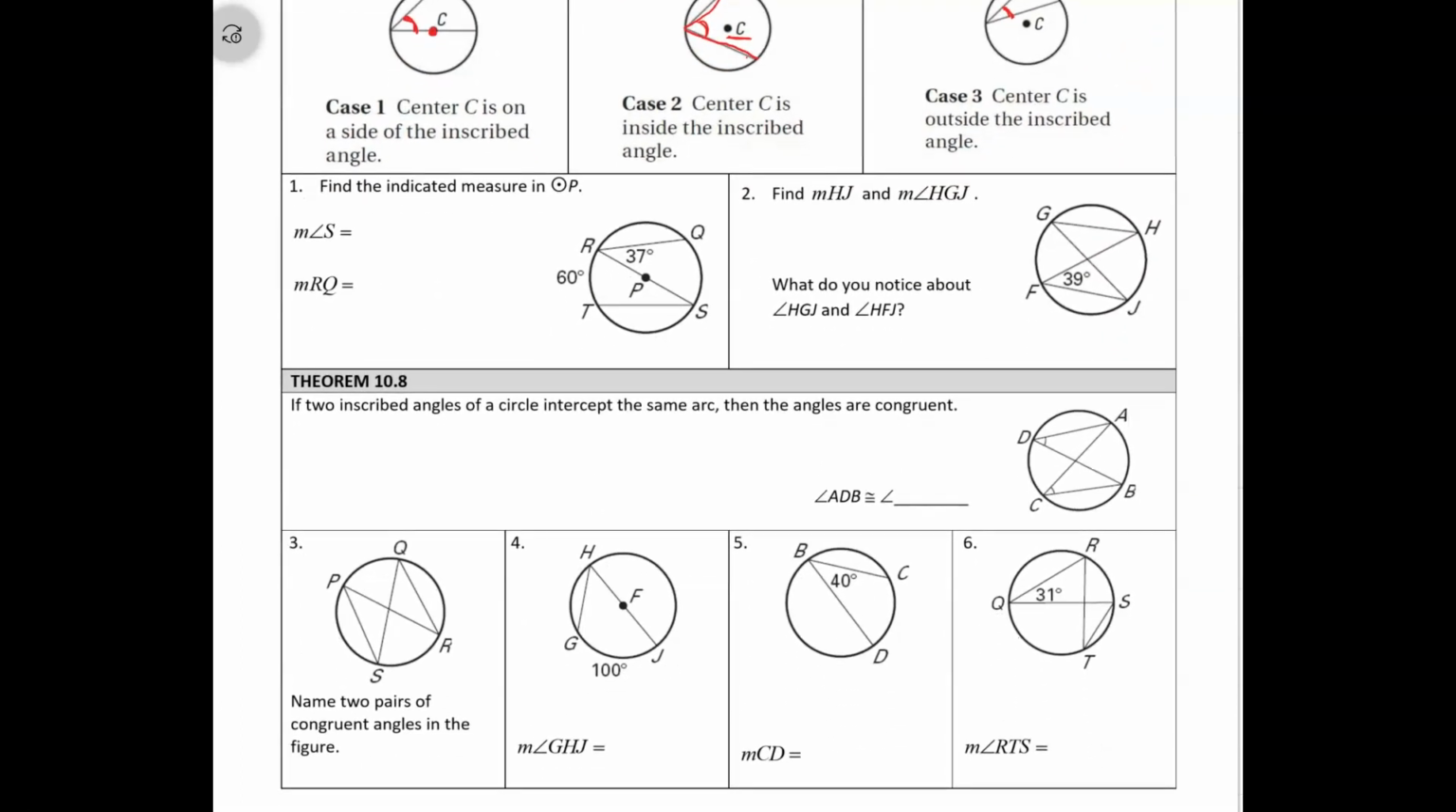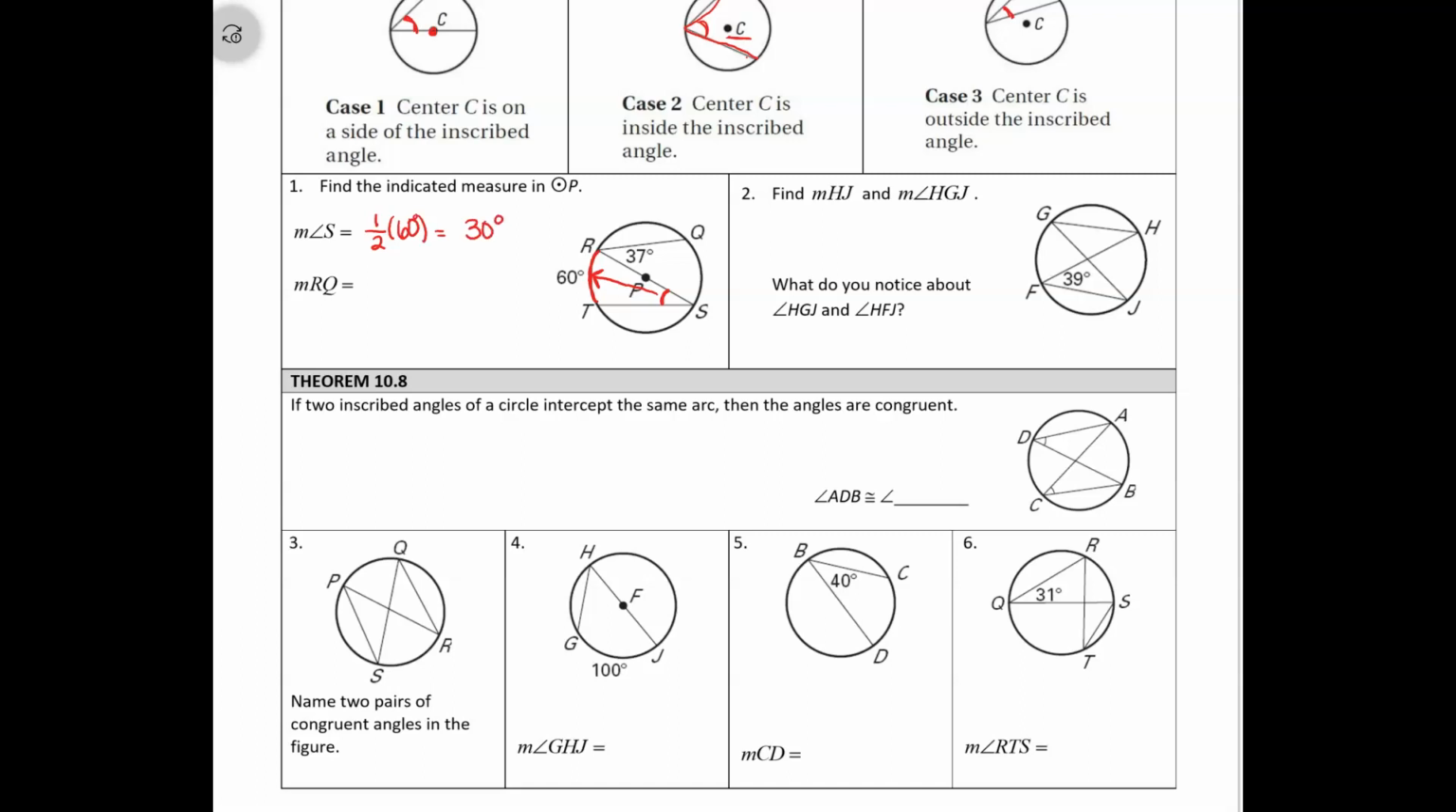Number 1, find the indicated measure of circle P. Find the measure of angle S. Here is angle S. Now, if you look across from angle S, you will see that this intercepted arc is 60 degrees. So the measure of S is 1/2 of 60 degrees. So S is going to be 30 degrees.